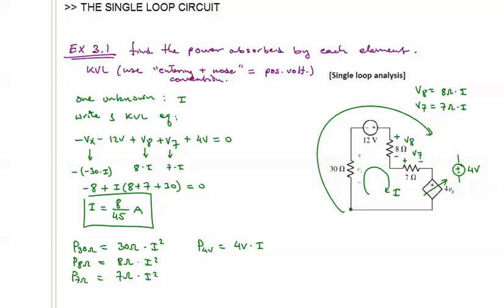And then P of the 12 volt source. Here the current I is flowing into the negative terminal, so it's minus 12 volts times I. It's clear here, if you look at the orientation of the 12 volt source, that if I was positive 1 amp, that 12 volt source is supplying 1 amp. So it's actually doing work. It's absorbing a negative power because it's actually delivering power. So that makes sense here. We have minus 12 times 8/45 watts.